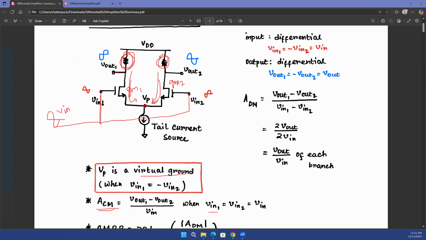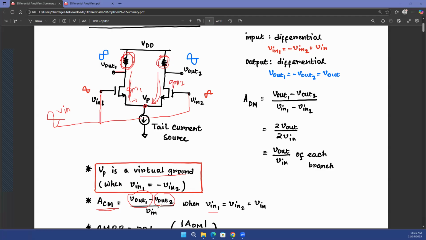It's fairly similar, but not exactly equal. Which means when you take V out 1 minus V out 2, that will not be 0. So even if your V ins are connected together, and ideally your output V out 1 minus V out 2 should have been 0, in a non-ideal scenario or in a realistic scenario, you do not get a 0 out.